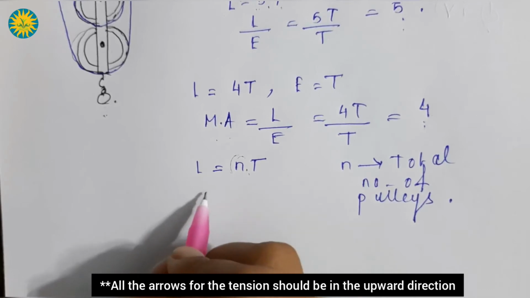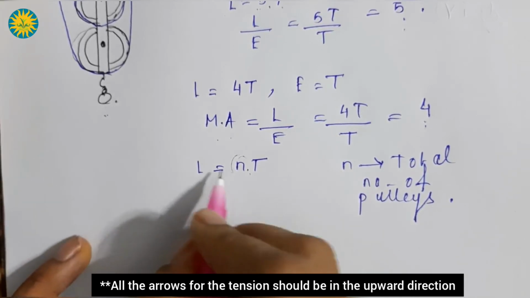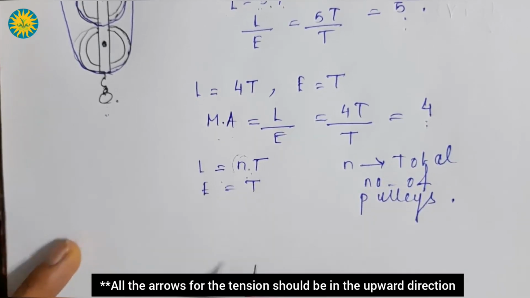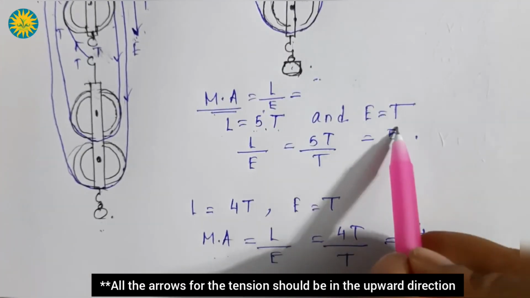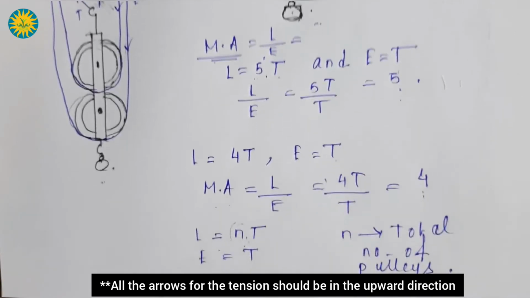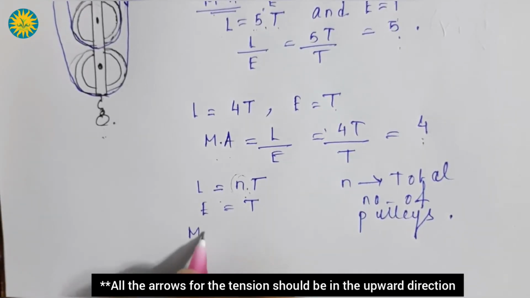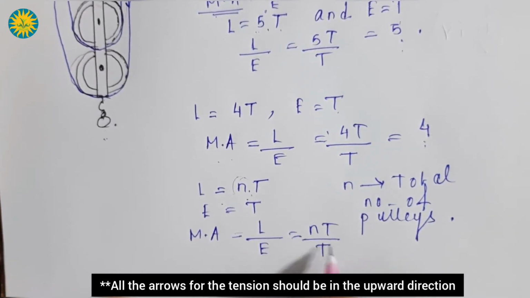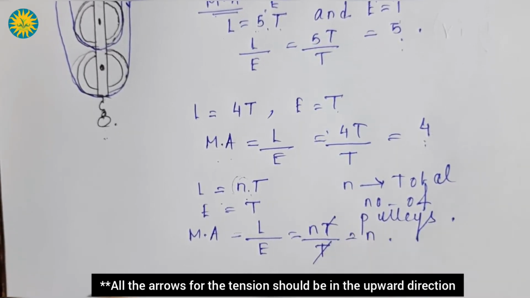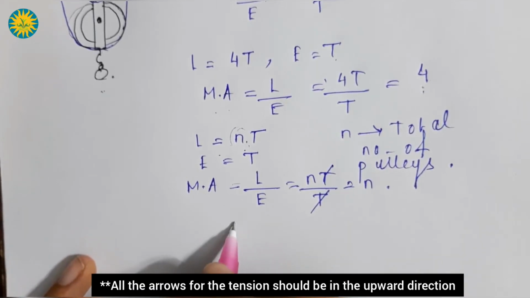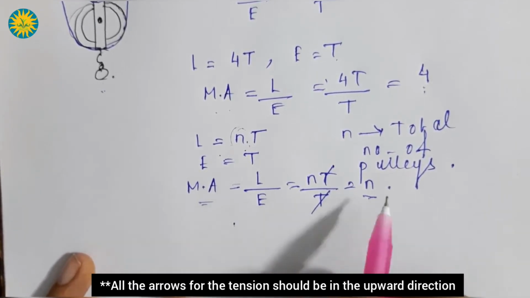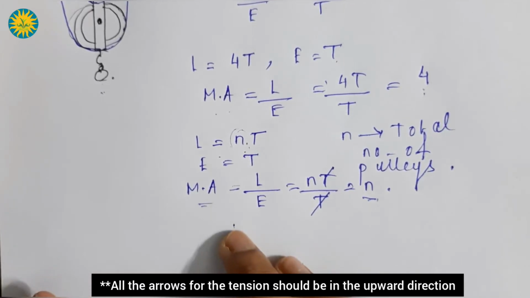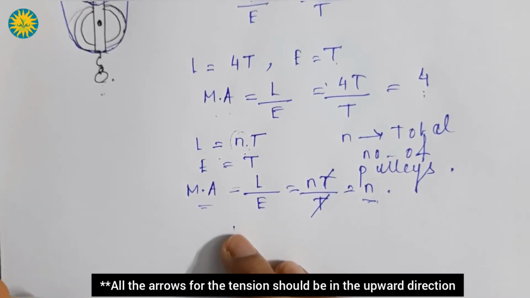So here I can write load equals NT and effort will be T, because you see here it was only T for both the cases. So you can say mechanical advantage equals load by effort, NT by T, which equals N, which is actually the total number of pulleys you are using. So it will be very easy for you to calculate the mechanical advantage. You just have to see how many pulleys you are using.